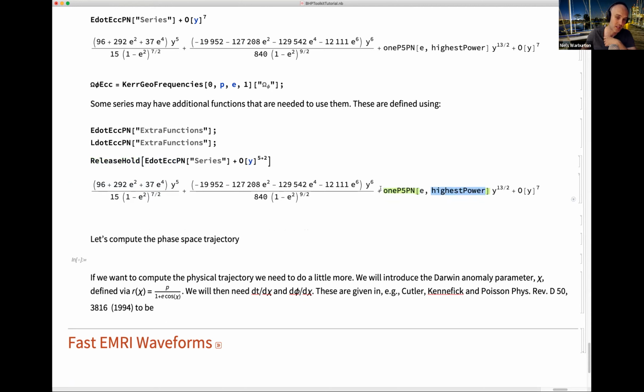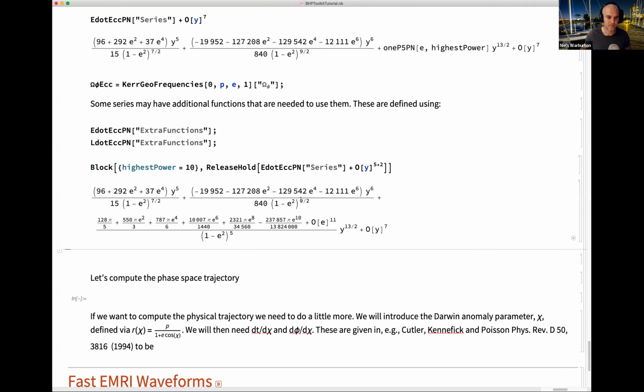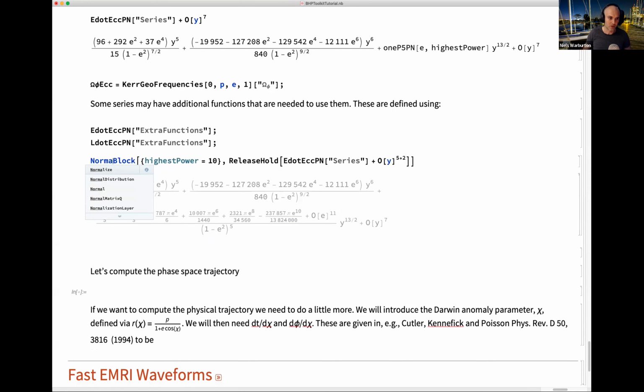The reason these functions are here is that they're known to be very easy to compute to arbitrary order in e. So if you want to compute this to e equals 10, that's very easy. To do that, we just say the highest power equals 10. And there it has now replaced that function with this expansion up to e to the 10. So that's a prototype for a function we're going to want.